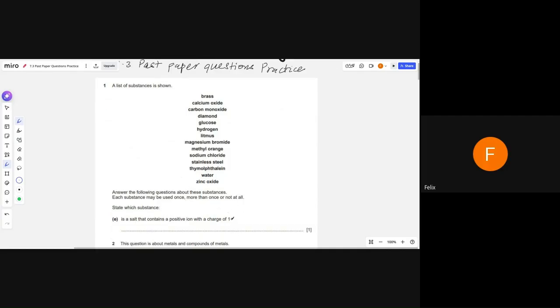So this question is basically related to the first 2 or 3 chapters, where we learn that group 1 elements have a positive 1 charge, and group 7 elements have a negative 1 charge, and so on. So sodium chloride, you can see here that out of all these substances, not all of them are salts, but here sodium chloride is a salt where the positive ion, sodium, has a +1 charge. So the answer will be sodium chloride, right? Sodium chloride.